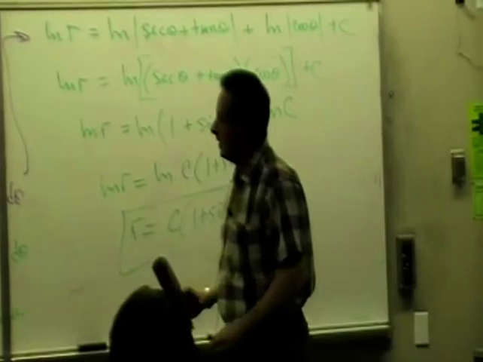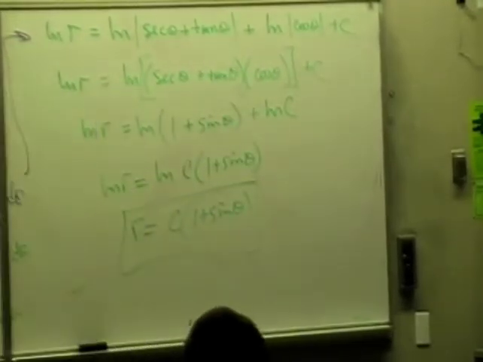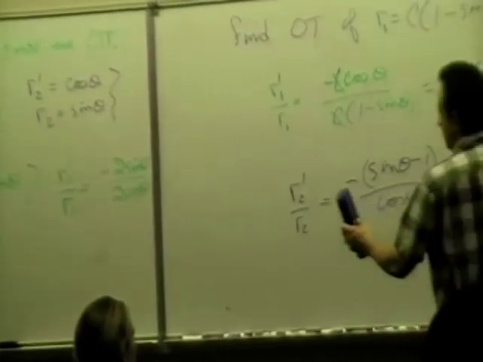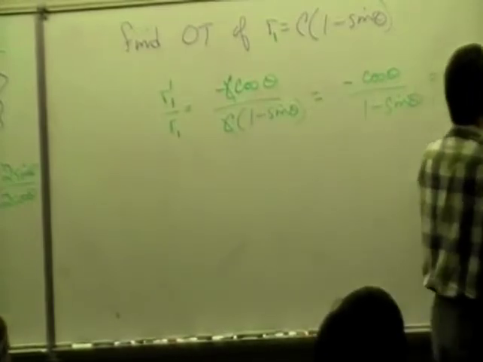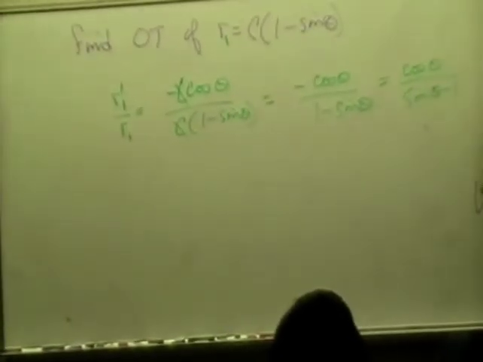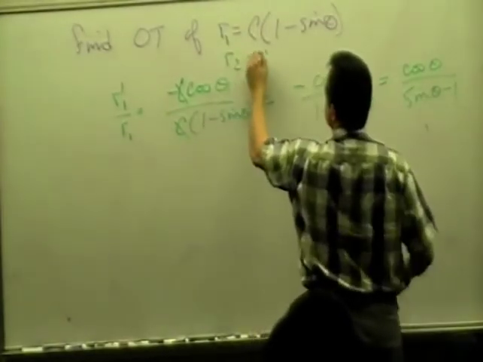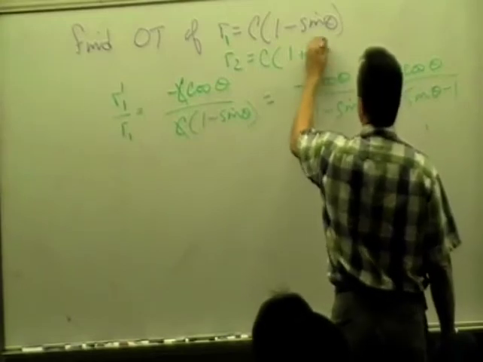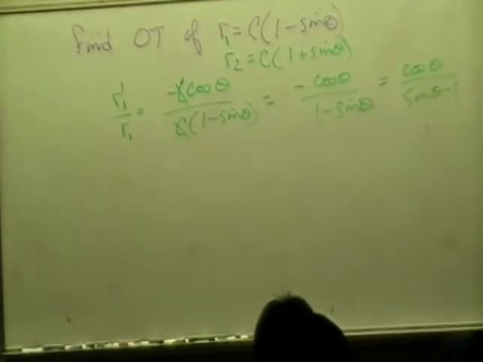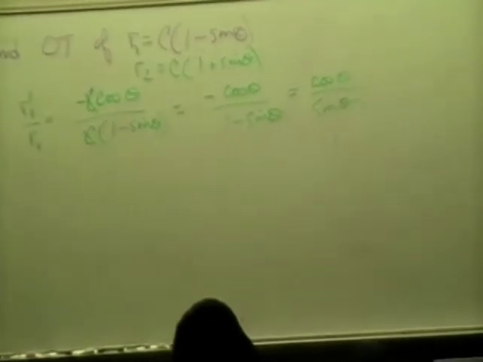Let's check it to make sure that we did all our integrations correctly. And I'm going to check it right here. In order for this, and I'll write it right under here, r2 to be c times 1 plus the sine of theta. Is that what I got over there? Yep. In order for those two to be orthogonal trajectories of each other, what must be true? What must have to happen?